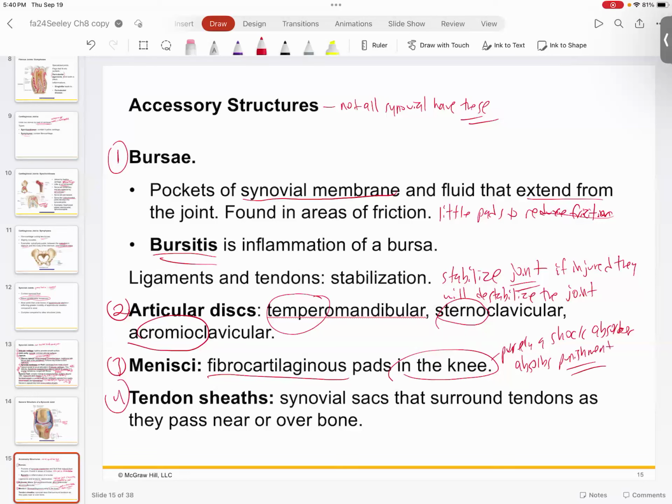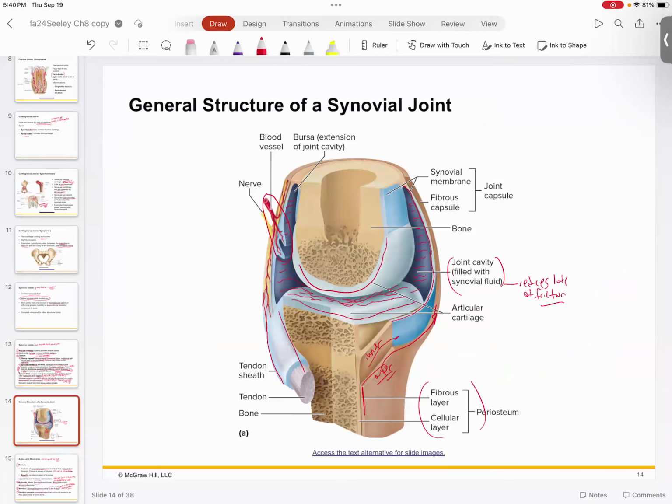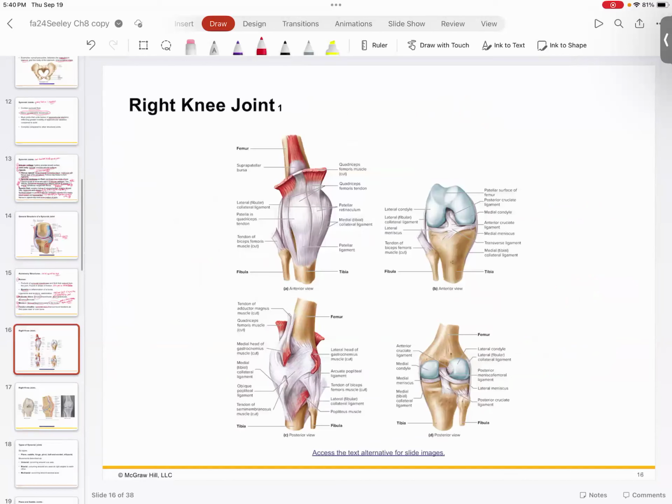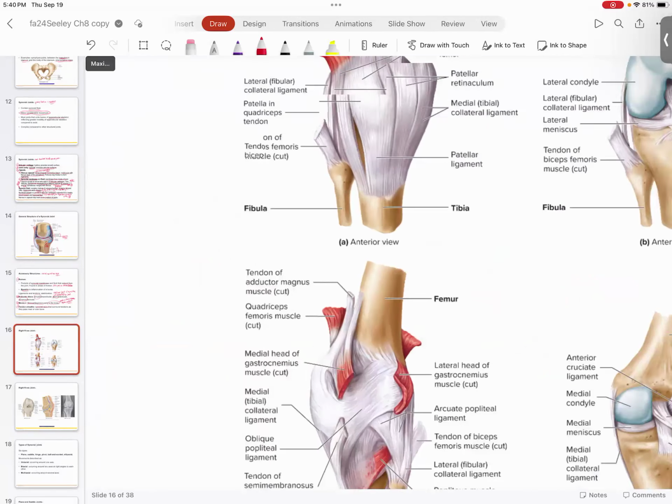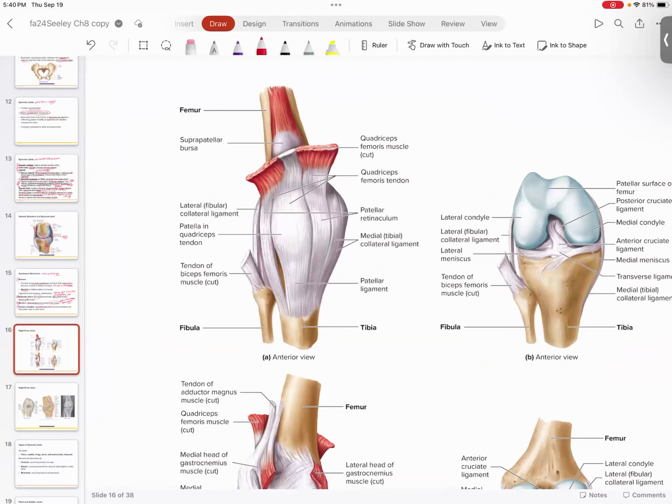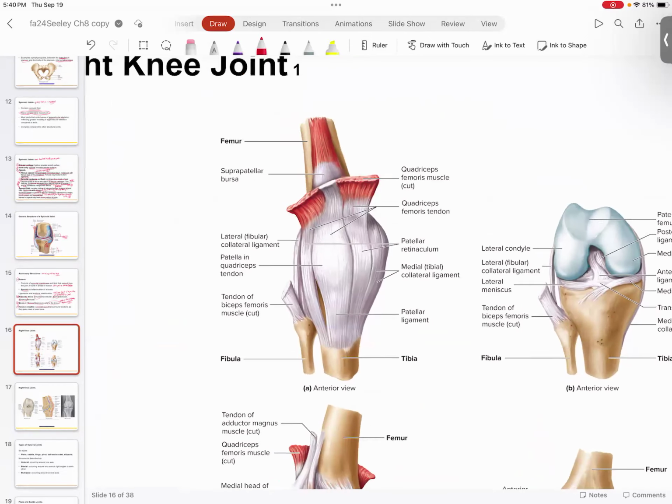And then, of course, you have tendon sheaths, which are essentially little synovial sacs that surround the tendons as they pass near or over the bone itself. So let's go ahead and take a look at some of this and see if we can find any of these structures here. Take a good look at it. So this is basically going to be our knee joint.